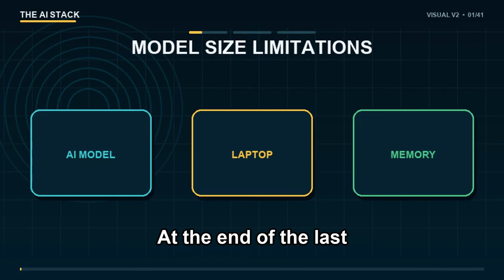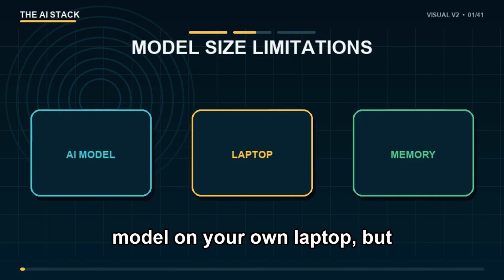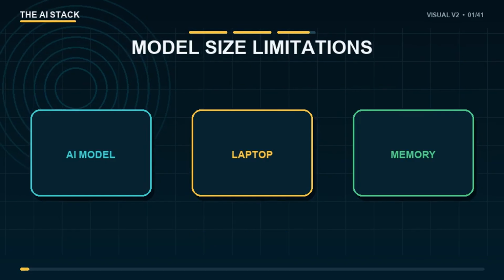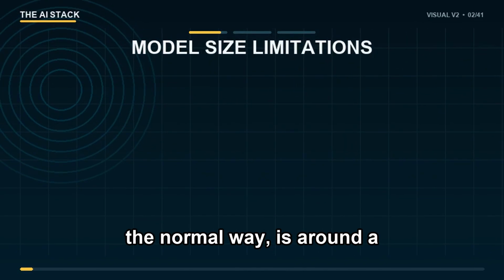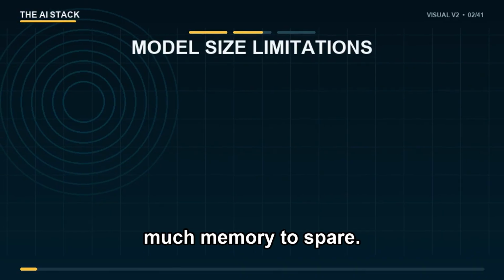At the end of the last episode, we hit a wall. You can run a real AI model on your own laptop, but only if it fits in your memory, and the best open models are enormous. A 70 billion parameter model stored the normal way is around 140 gigabytes. No laptop on Earth has that much memory to spare.